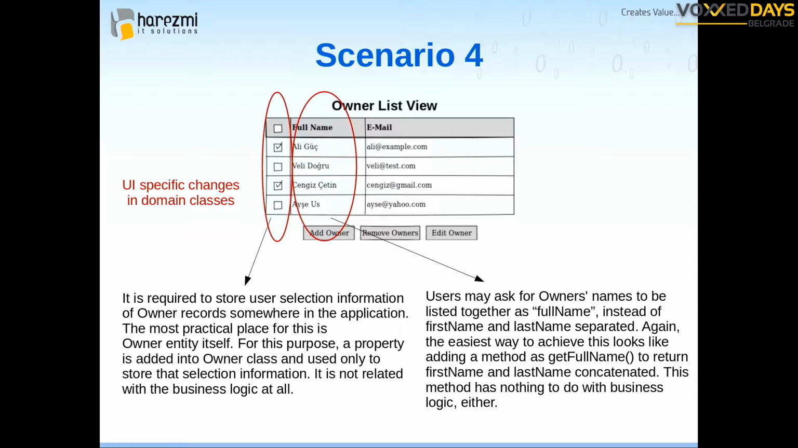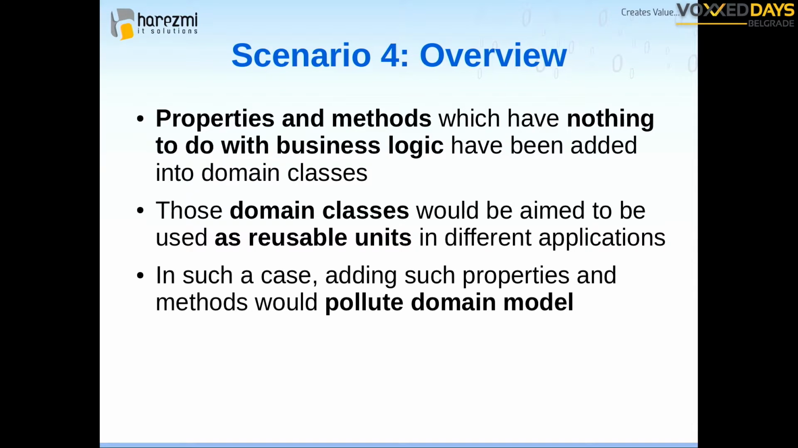For example, here we combine first name and last name and present it to our user. However, there is no such field as full name in our owner entity. Those are only required from the UI layer. They are totally unrelated to our business. Adding such unrelated properties or methods to our domain pollutes our domain model. Probably we might want to reuse our domain model in another context, and such additions related only to the UI will cause misunderstandings and pollution in our upcoming projects.